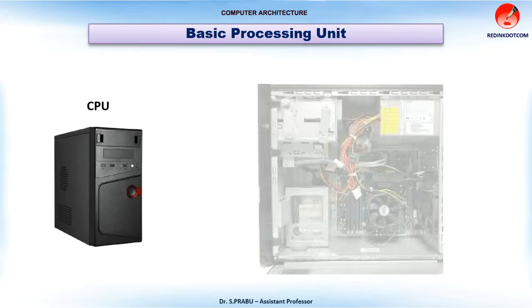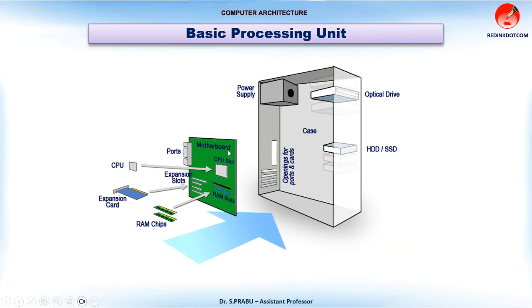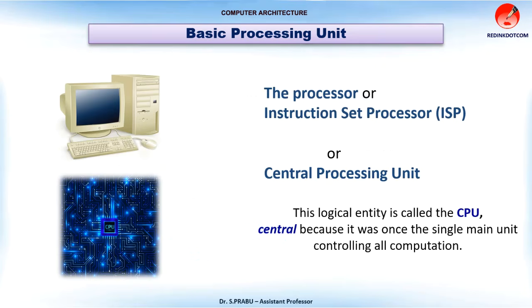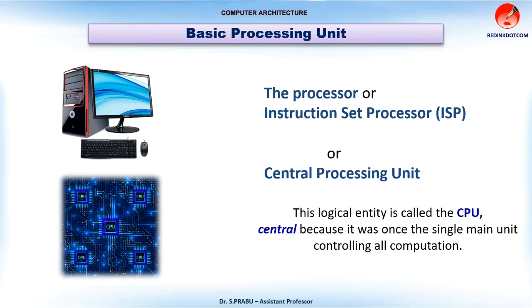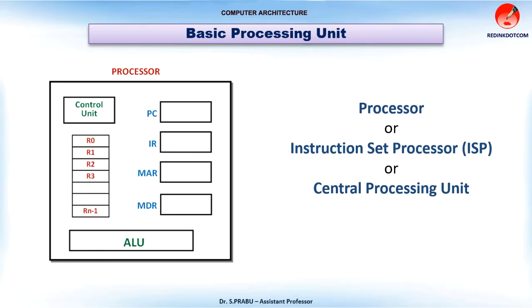It contains several components. One of the main parts is the motherboard, which holds the processor. But in the context of computer architecture, this processor is called CPU. We call it central because in earlier computers, it was the main unit that controlled all the computations in the system. However, in modern computers, there are multiple processors working together. So the term central processing unit is not always accurate today. Therefore, we now use the term instruction set processor or simply processor.